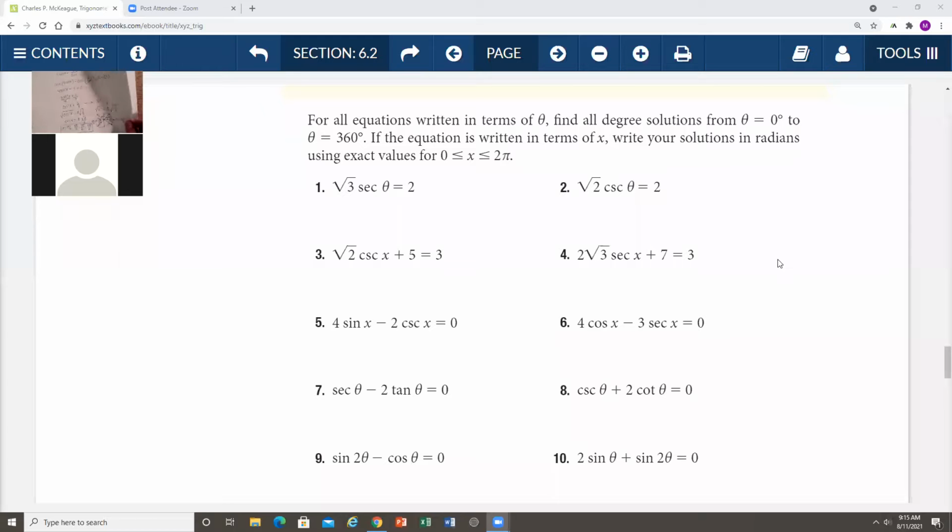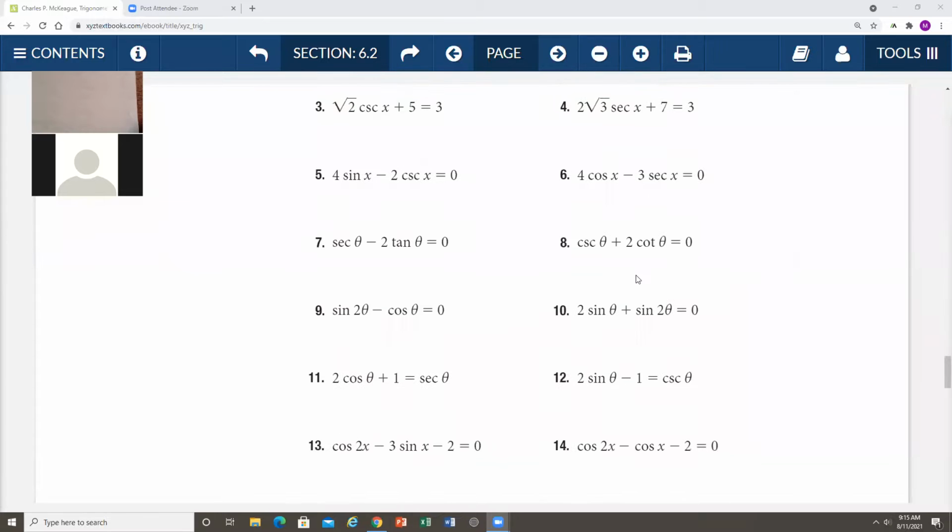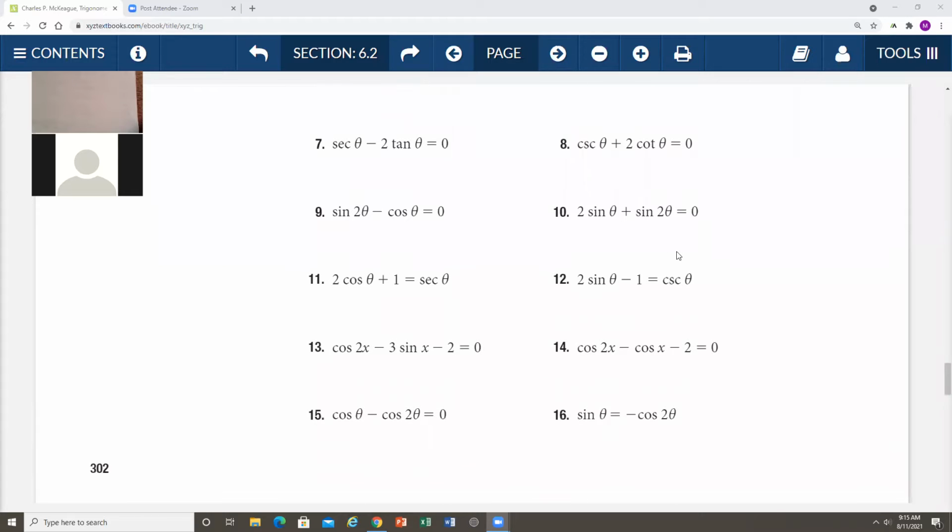All right, that was number 6. Notice problem number 8 would be done in a similar fashion here because cosecant can be replaced with 1 over sine theta. Cotangent theta is cosine theta over sine theta, so you would multiply both sides of this equation by the sine of theta. The same trick we used in number 6 would be employed in number 8. Same song and dance there. So I'm going to move down to number 10 now.